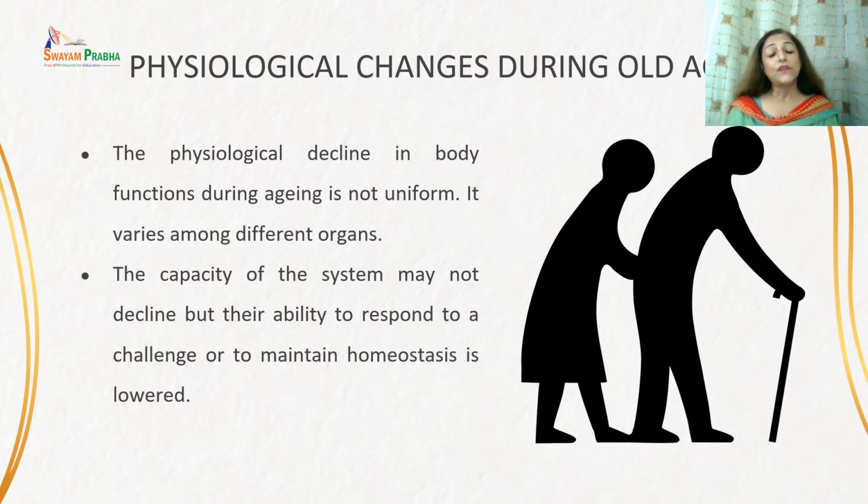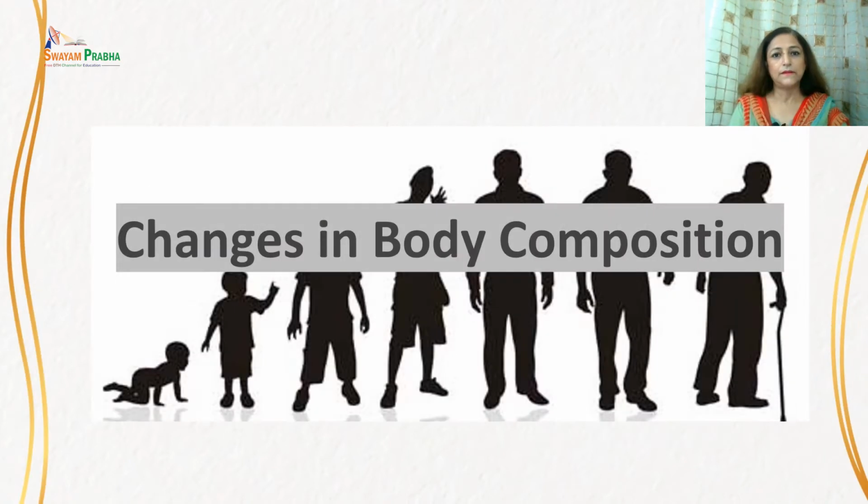You can say the homeostasis, that is the maintenance of the internal environment of the body, is also affected, and the capacity to maintain that homeostasis gets lowered. Let us study what are these important physiological changes that occur in our body. The first change is change in the body composition.